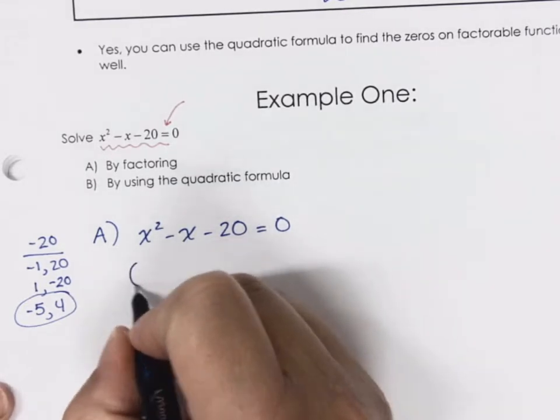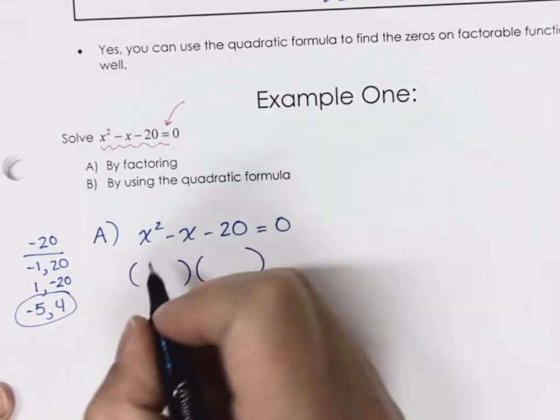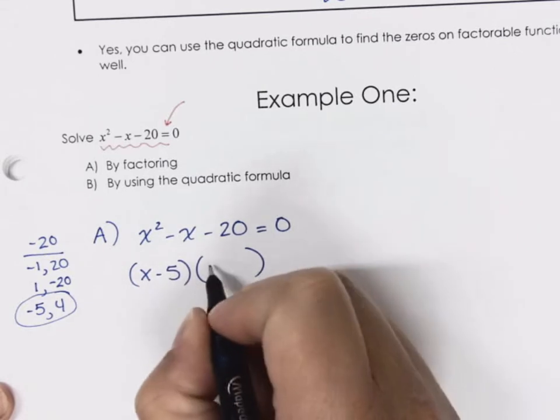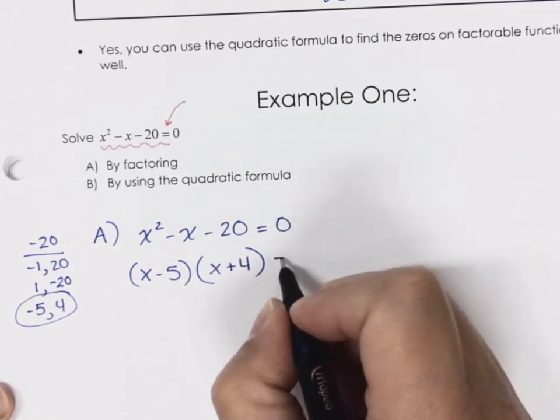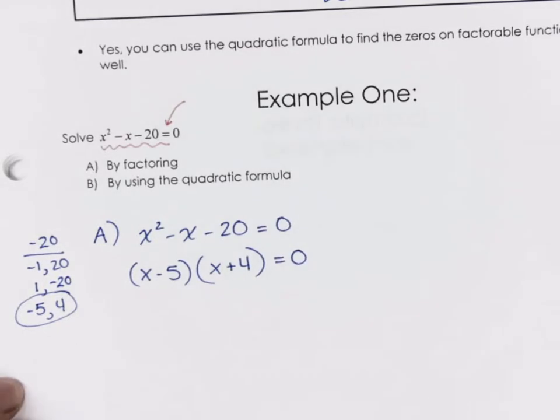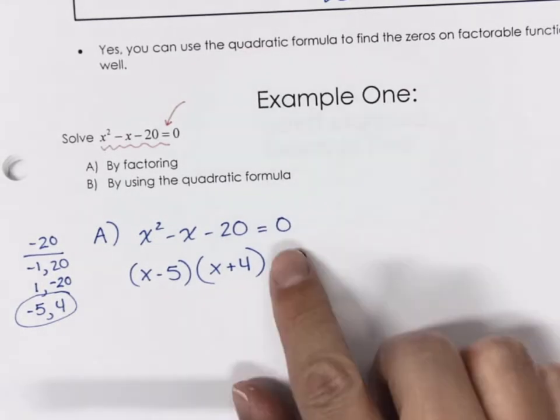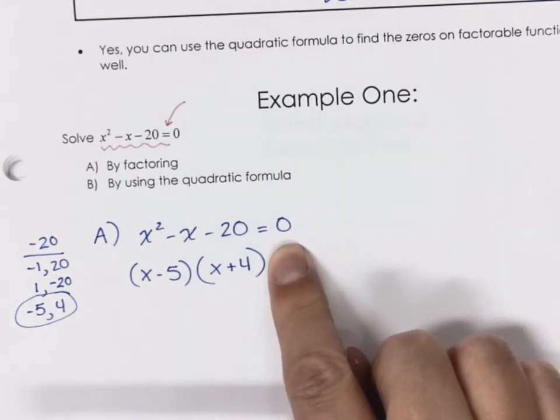So what we're going to do is put our two binomials. One's going to be x minus 5, and one's going to be x plus 4. And because it's an equation, you have to put the equal 0. If you forget this in this line, that's a half mark deduction. So anytime you lose that equal sign and change it into an expression, you can't do that.